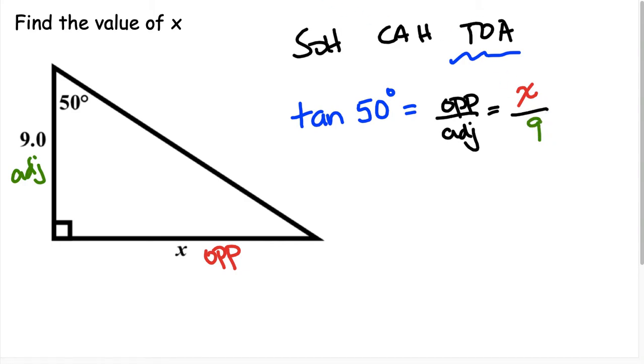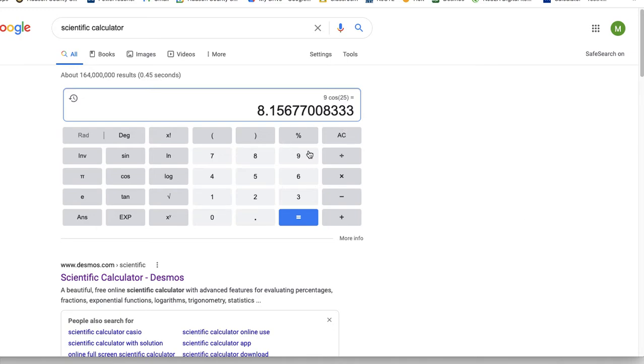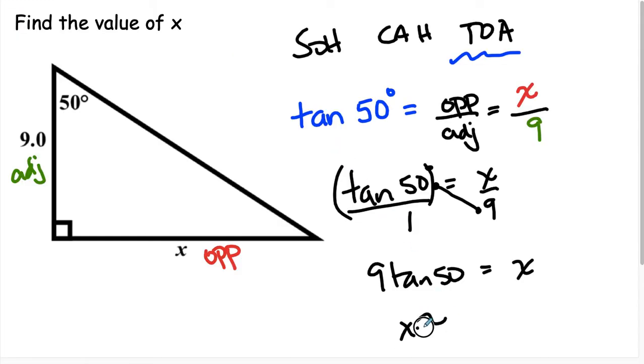Now we're going to rewrite this as tangent of 50 is equal to x over 9. I forgot to put the over 1. Then cross multiply: 9 times tangent of 50, and that's equal to x. Now I go back into my calculator, 9 tangent of 50, and that's equal to 10 point, let's say we're rounding to the nearest hundredth, so 10.73. So x is approximately 10.73.